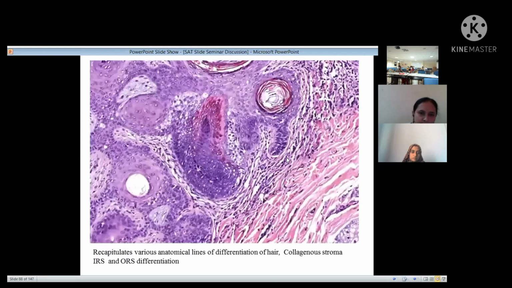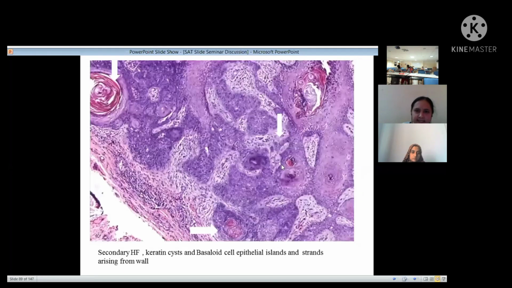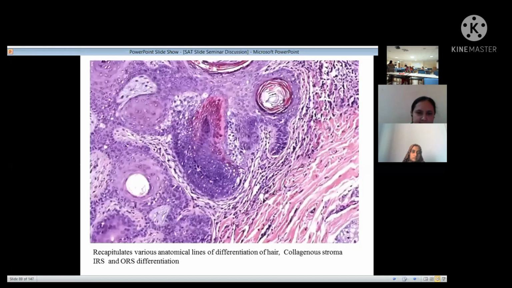Here the whole hair has been formed. This resembles a hair bulb, and also the inner root sheath is formed. We can identify them with the color of the granules, and it is covered by an outer root sheath. Also, we are finding some keratin cysts, and there are basaloid cell islands here. Some are arranged in cords, and they are connecting the hair follicles which are arising from the wall.